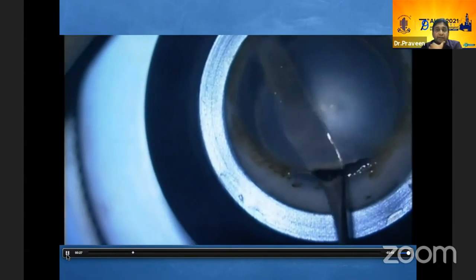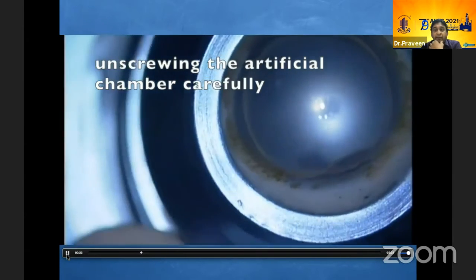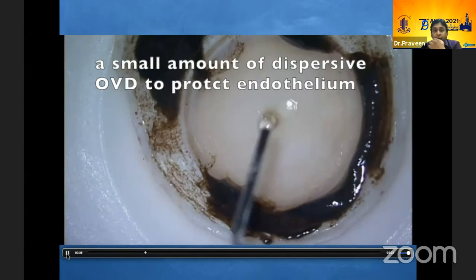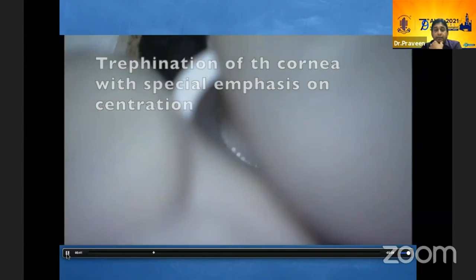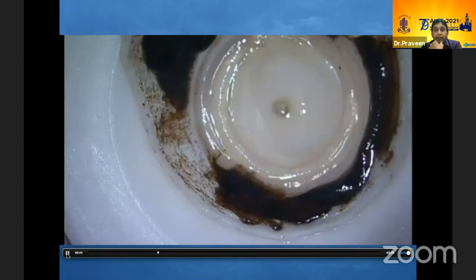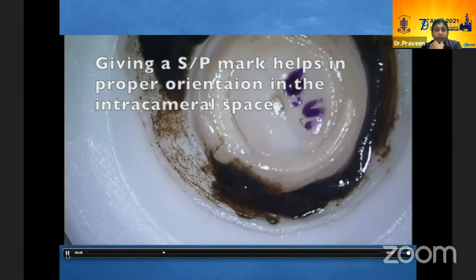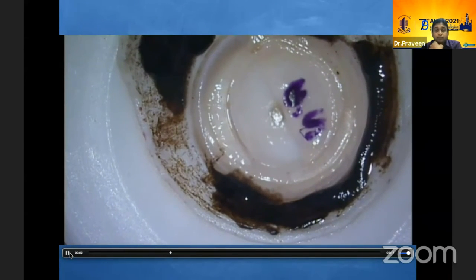You need to ensure that you reach the limbus 360 degrees, so that when you separate the lamella, it is not attached. While removing, you need to be careful because you may touch the endothelium to the artificial chamber. You need to put a little bit of viscoelastic so that you can protect the central endothelium nicely. While trephining, you need to be very careful. If you are eccentric, you may land up in trouble. The mark is very important for the initial cases. If you don't have the S mark, you can use a Sinskey hook to make the mark.